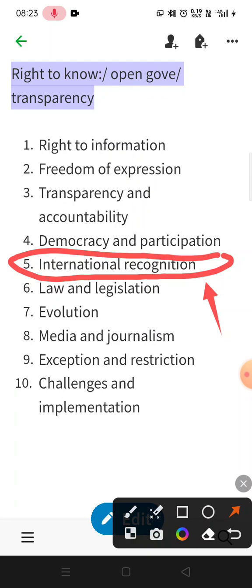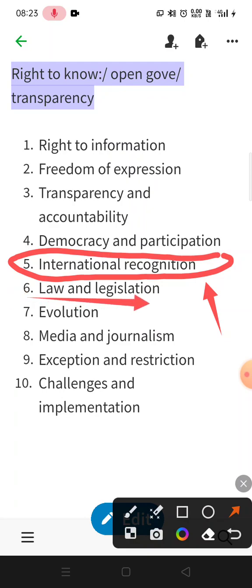India is also one of them, which has legislation regarding the right to information, so that people can get information from the government. The government is also liable to provide such information to citizens, so that citizens can be aware of the things going on in the government or by any competent authority. So those are the things.